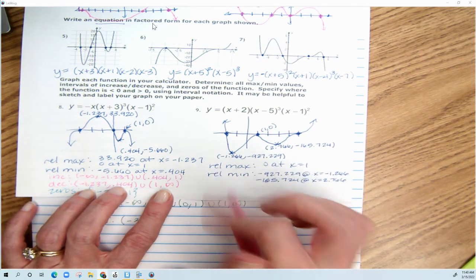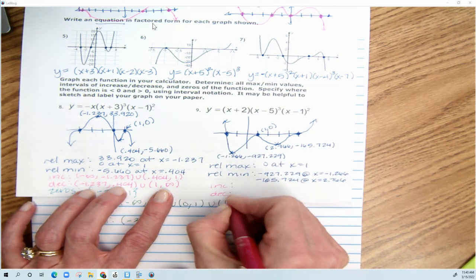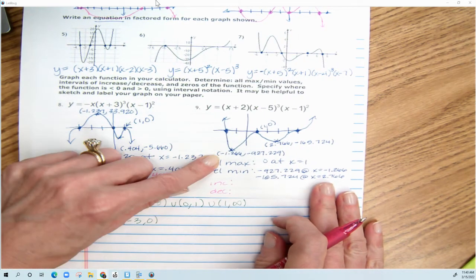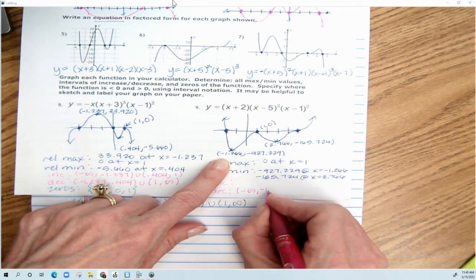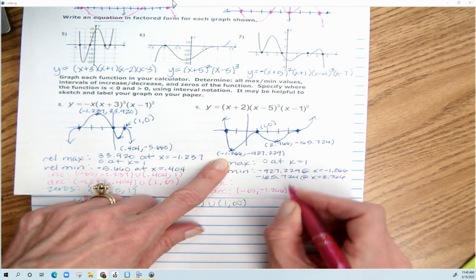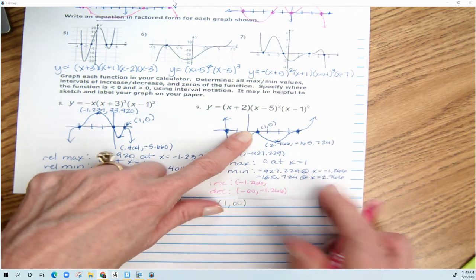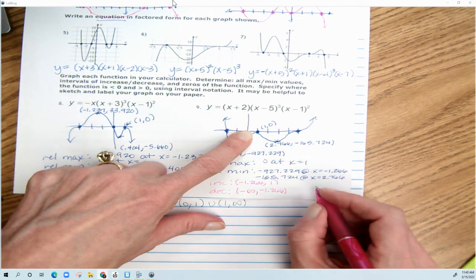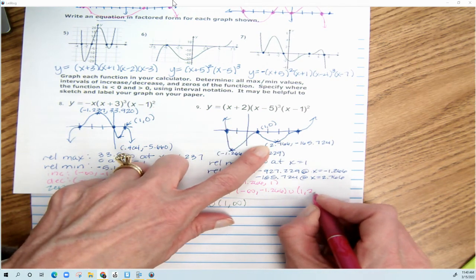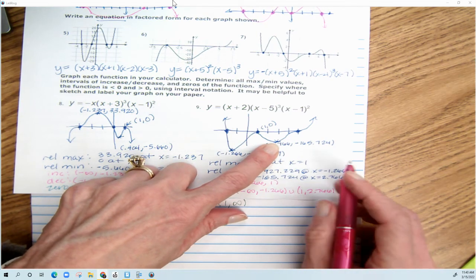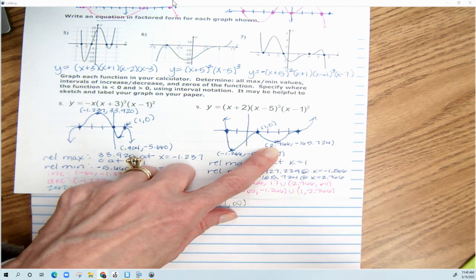All right, then I'm going to do the increasing, decreasing. All right, so starting with a decrease here, so it's -infinity, and then I would use the x coordinate of that first turn. Then it switches to an increase. So it's going to be this x coordinate to that x coordinate, switches to a decrease. So from this x to this x, and then it ends on an increase from this x to infinity.